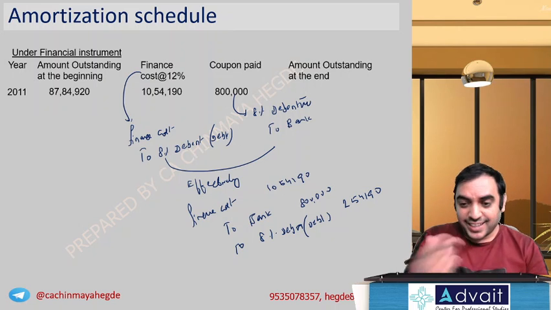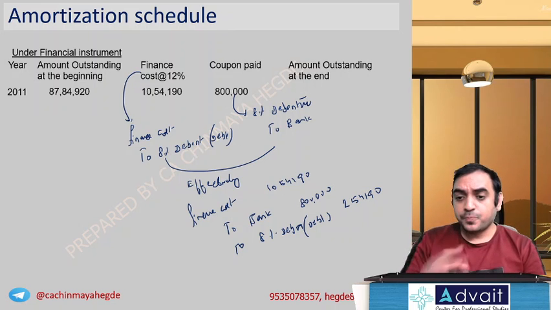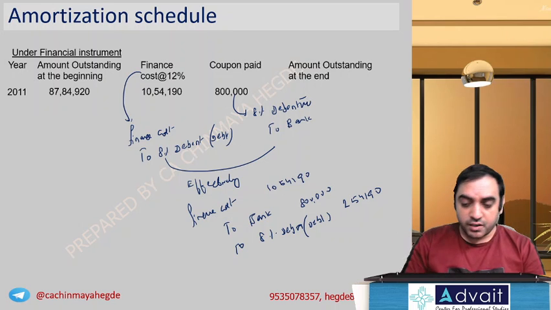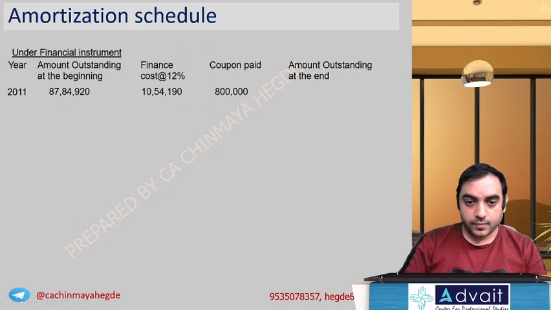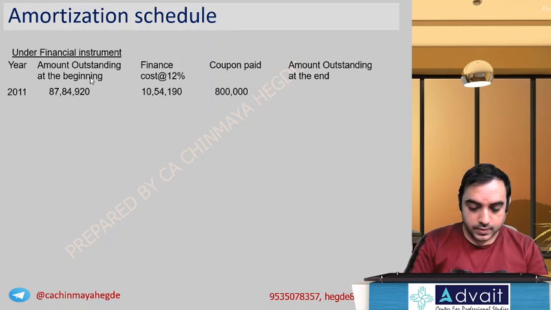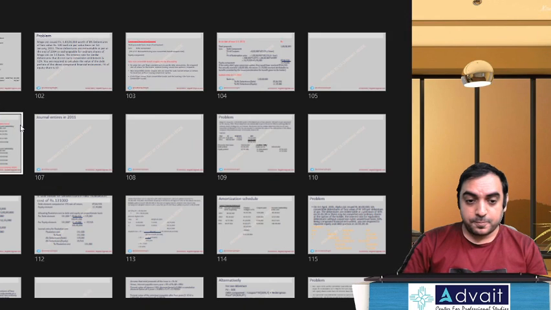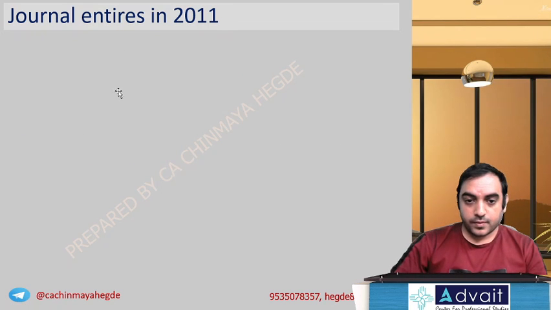Okay, let's do one thing. Let's pass the entry for the first year at least. For other years it is not required, only for the first year. Let's not write it in this table; let's write it in a second table. Okay, the entries in 2011. What entry would you pass?